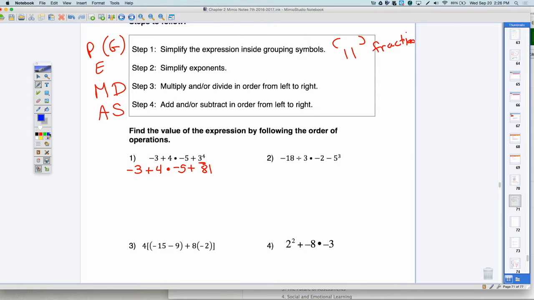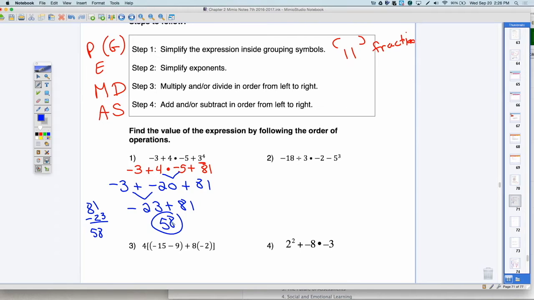Next step is multiplication. So we have -3 plus, and it's 4 times the -5, which is -20, plus 81. Next, we have addition, so we're going to add going from left to right, so it's -3 plus a -20 to give you -23 plus 81. In the next step, we have to add again, but we have different signs. So we're going to take the sign of the larger number, that was your 81, and subtract. So 81 minus 23 to give you 58. So your answer is positive 58.